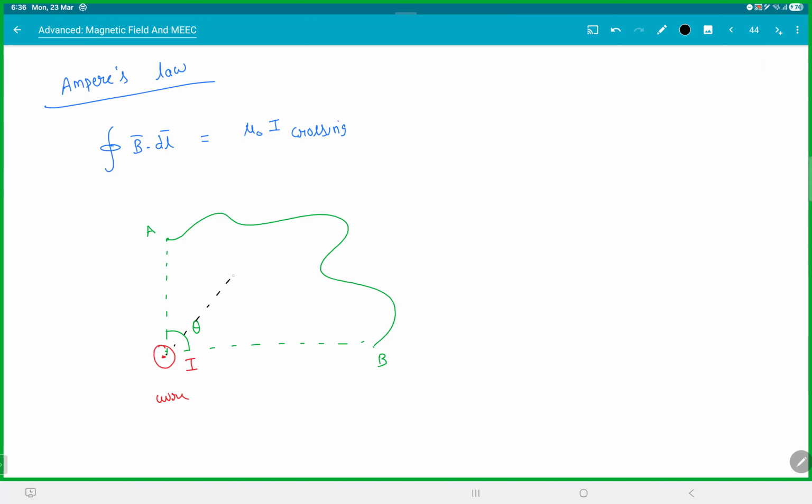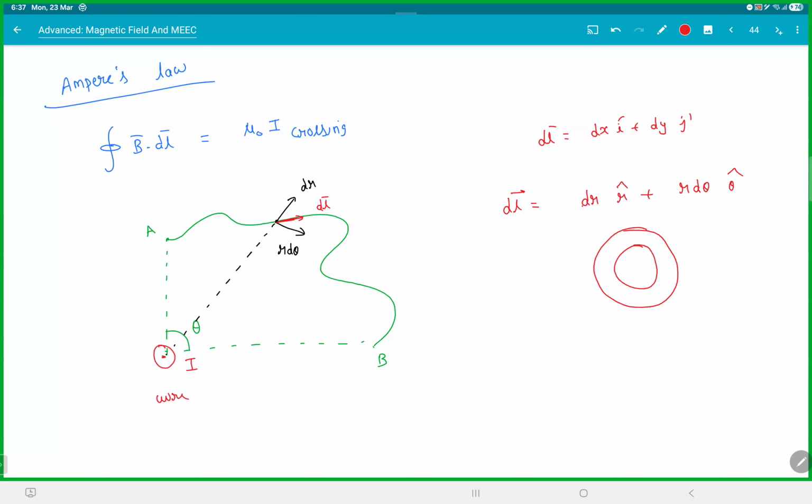When you choose an element here, you can choose the elements as a dr, and this is a tangential element, which is r d theta, theta cap. Just like, you have a vector. So here the element dl bar. If this is an element dl bar, you can write this in terms of dx i cap, dy j cap. This is our Cartesian coordinates. In polar coordinates, you can also write this as dr r cap, the radial direction, plus r d theta theta cap. This is the tangential direction. So you can resolve. So in a polar coordinate, the world will look like this: circles and radial direction, right?